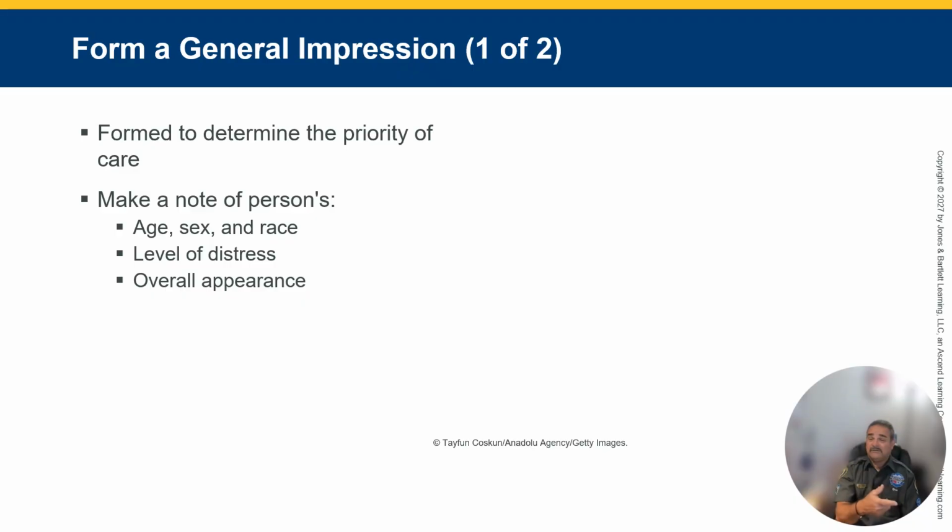I'm also noticing as I walk up the age, sex, and race of the patient, and the level of distress. Are they in acute distress, moderate distress, mild distress, or no distress? And their overall picture, their appearance. Are they purple? Are they blue? Are they pale? Are they mottled? Are they conscious? Are they unconscious? This drives what kind of assessment I'm going to perform.